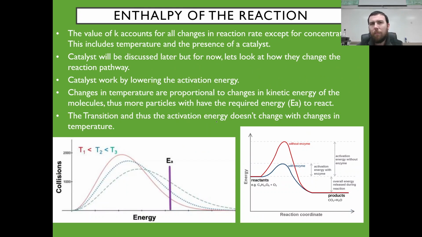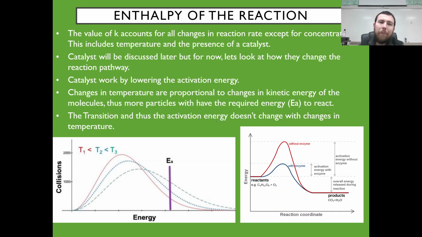Now, when we think about enthalpy and overall energy changes, something that we need to consider is that the value of k accounts for all changes in reaction rate except for concentration. This is going to include temperature and the presence of a catalyst. Catalysts, we'll discuss much later, but for now, what we need to understand is that a catalyst is going to work by lowering the activation energy.